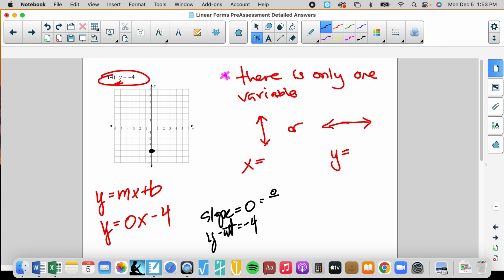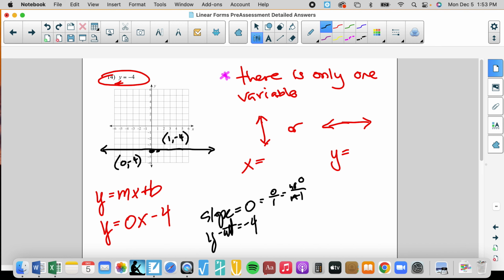0 as a fraction is 0 over 1. That means I go up 0, right 1. So up 0, right 1 takes me here, and I have 2 points. I can connect the dots. I write the coordinates 0, -4, 1, -4.